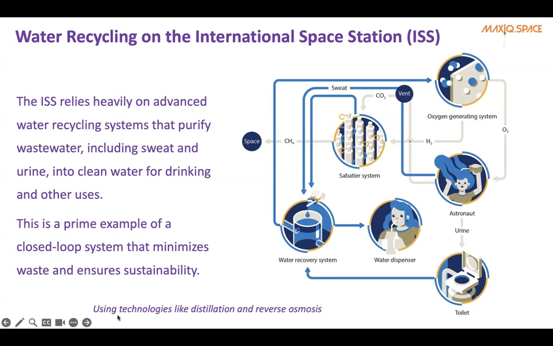So on the International Space Station, we need to use technologies like distillation and reverse osmosis. And the reason for that is because we can't rely on gravity. When the space station is in orbit, it is in a microgravity environment. In fact, it's, let's say, 2, 3, or 4 micro Gs of gravity being experienced. So to a lot of people, that is essentially weightless.